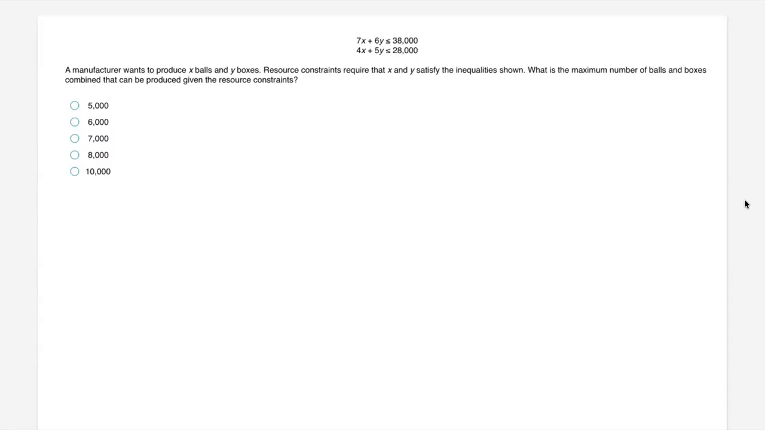If you are taking too much time, it's because it's wrong. A manufacturer wants to produce X balls and Y boxes. Resource constraints require that X and Y satisfy the inequalities shown. What is the maximum number of balls and boxes? So X plus Y needs to be less than or equal to how much?